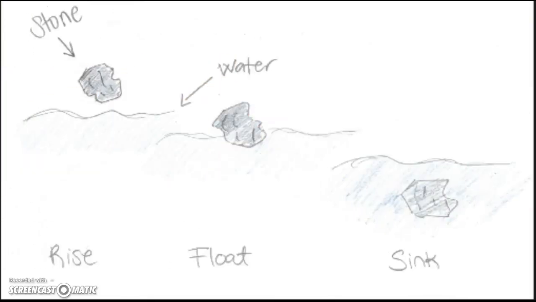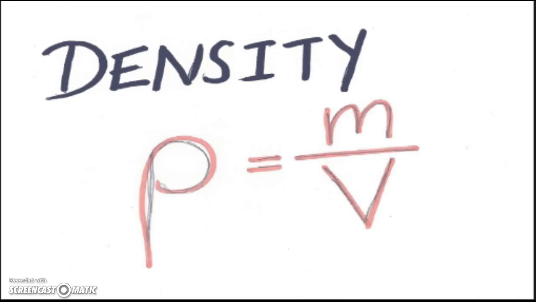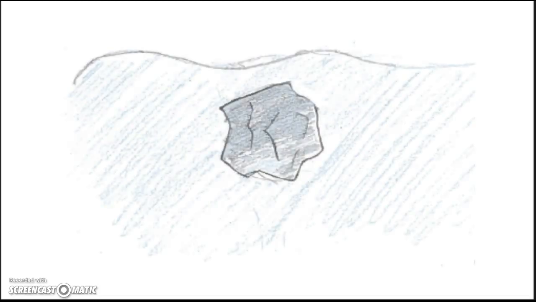The buoyancy of an object, let's say a stone, is its ability to float, rise, or sink in a liquid, in this case water. To find an object's buoyancy, mass and volume must be known. This relationship is called density, where the funny-looking P is pronounced rho. To understand how an object's density influences its buoyancy, let's continue with the stone.